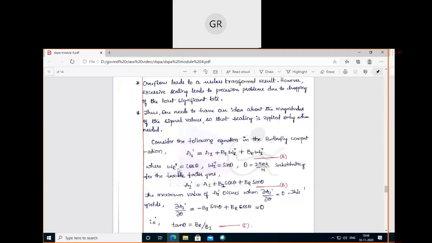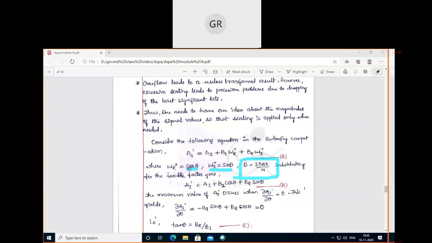Here you can assume WRR equal to cos theta, WIR equal to sin theta, where theta equal to 2 pi n into k divided by n. In the factor, e raised to any value, that is e raised to 2 pi n into k divided by n.